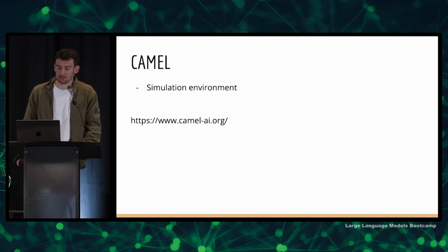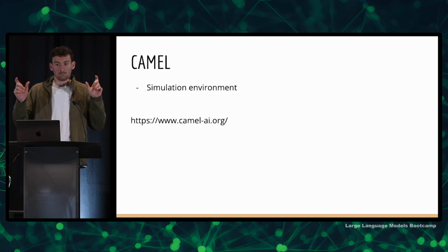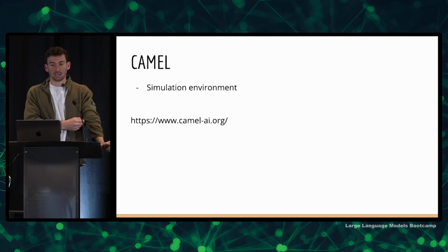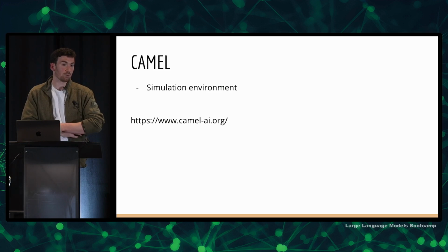CAMEL is another paper that came out. The main novel thing here was they put two agents in a simulation environment, which in this case, because it was just two, was just a chat room, and had them interact with each other. And so the agents themselves, I think, were basically just prompted language models. So I don't even think they were hooked up with tools.